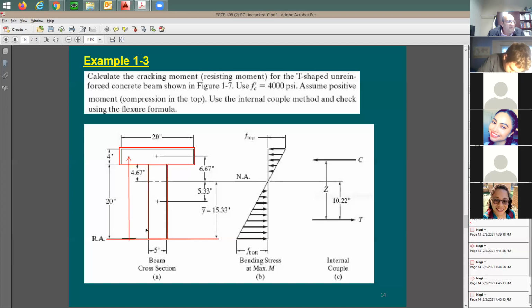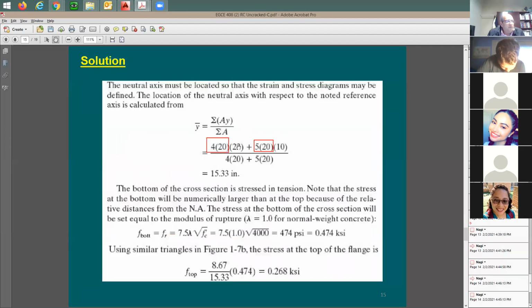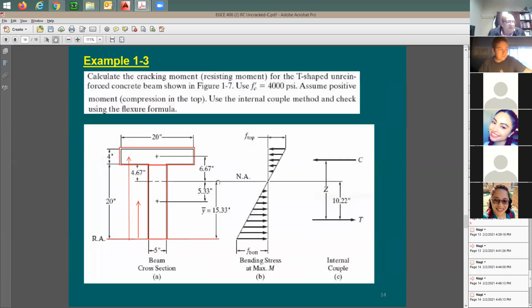So remember, for the stem it's going to be 10 inches, for the flange it's going to be 22. Okay, here we go, 22 and 10 inches. I guess we know where these two numbers are coming from: the distance from the reference axis to the centroid of each one of those sections, divided by the total section area, which is 80 plus 100. And with that, y bar, the distance of the neutral axis measured from the bottom axis. Why the bottom axis? This is going to be the reference axis. This is going to be equal to 15.33. Here we go, 15.33. Now this is going to be your y bar.